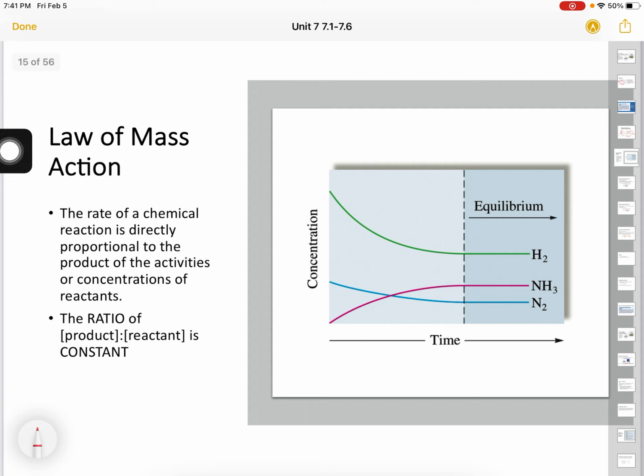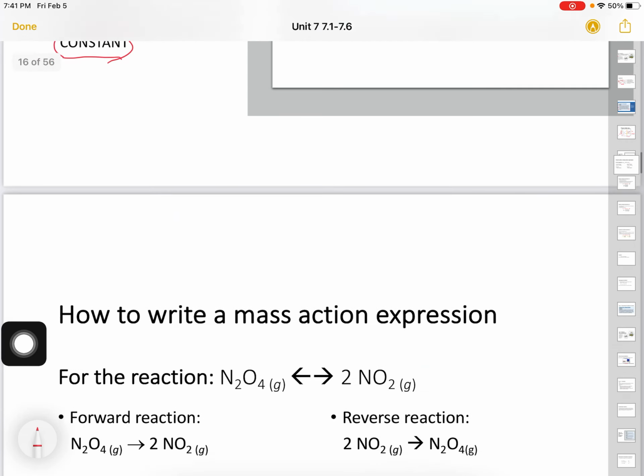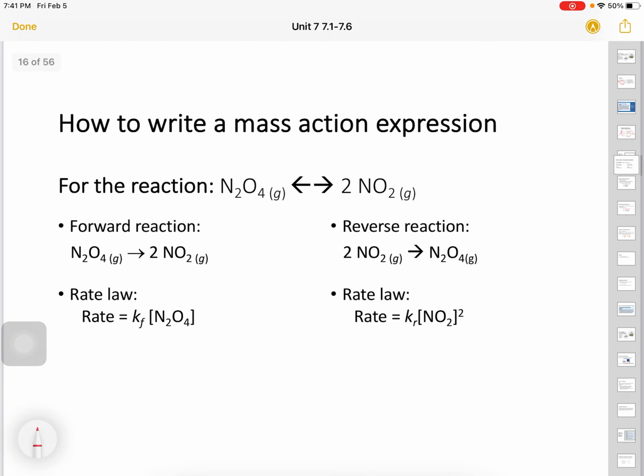Okay, so here's the idea. There's this thing called the law of mass action, where we can mathematically depict a process showing the rate of a chemical reaction directly proportional to the product of the activities or concentrations of reactants. What you're going to see is the ratio of products to reactants is constant. Okay, so we're going to look at something called an equilibrium constant. Here's the idea. It's based off of the rate law, which we did in kinetics.